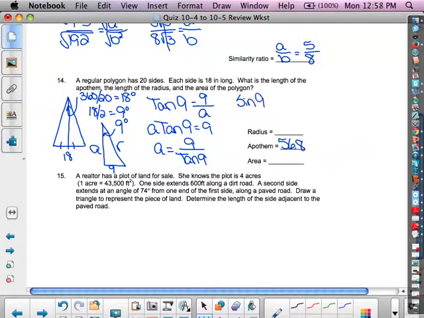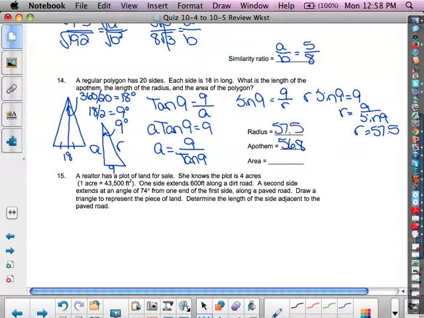Then to find the radius, I'll use sine. So sine of 9 is equal to 9 over r. So r times sine of 9 is equal to 9. So then r is equal to 9 divided by sine of 9. The radius is then equal to 57.5.